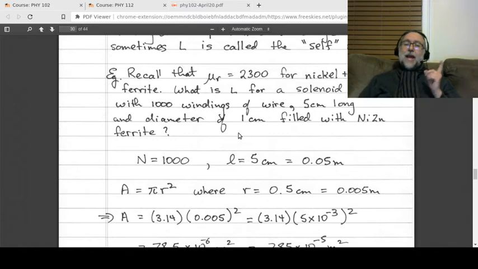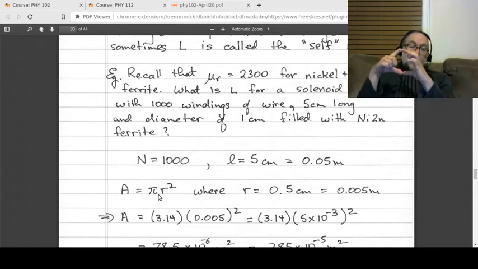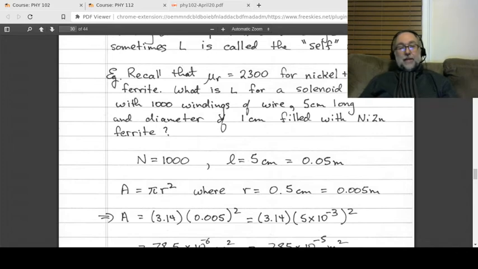And I'm telling you that the diameter of the solenoid, from one end to the other end, is 1 centimeter. So the radius is half a centimeter, or 0.5 centimeters, and you have to convert that to MKS, so it's 0.005 meters. We need the cross-sectional area, which is pi r squared. Remember when we were working with the continuity equation with fluids and round pipes, the cross-sectional area was pi r squared. It's the same idea there.